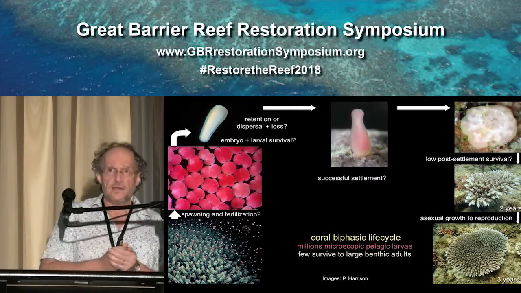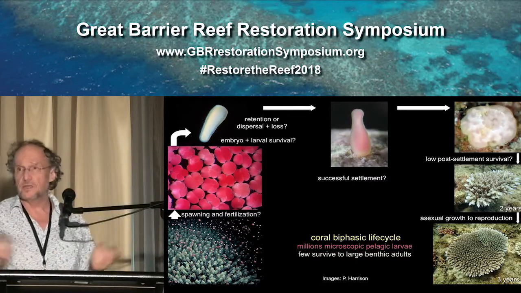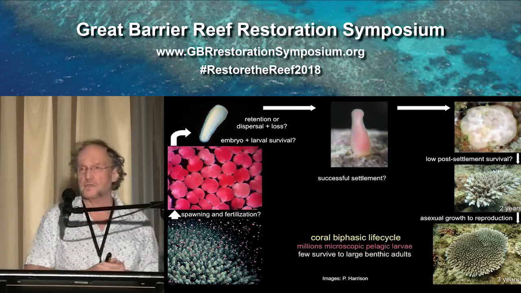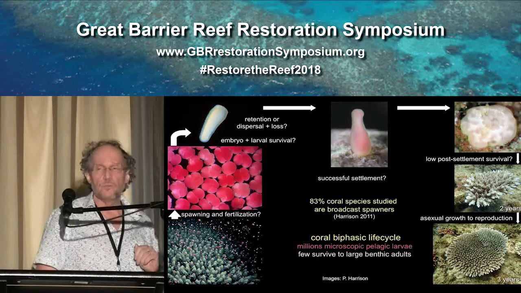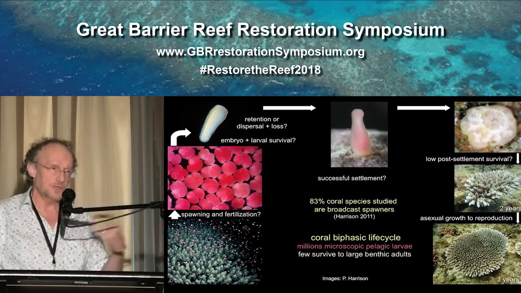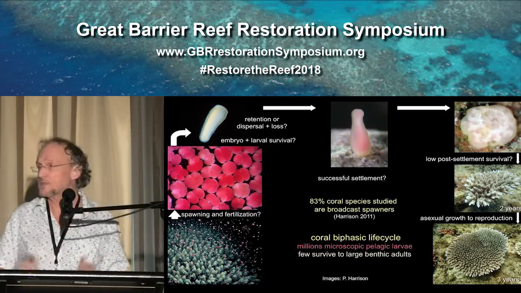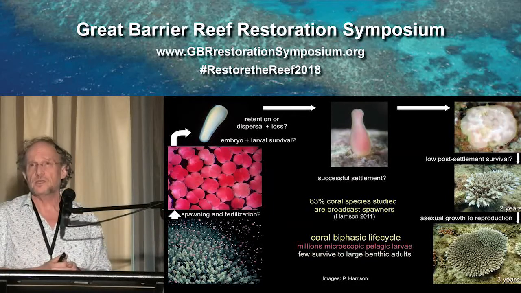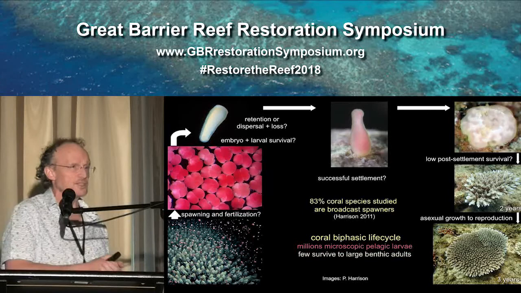Most corals have a typical biphasic life cycle. Millions of coral larvae are produced, but relatively few adults survive through to reproductive size. And most of the more than 440 species that have been studied formally in terms of sexual reproduction are broadcast spawners. So the diagrams here with all the images show a typical broadcast spawning pattern.